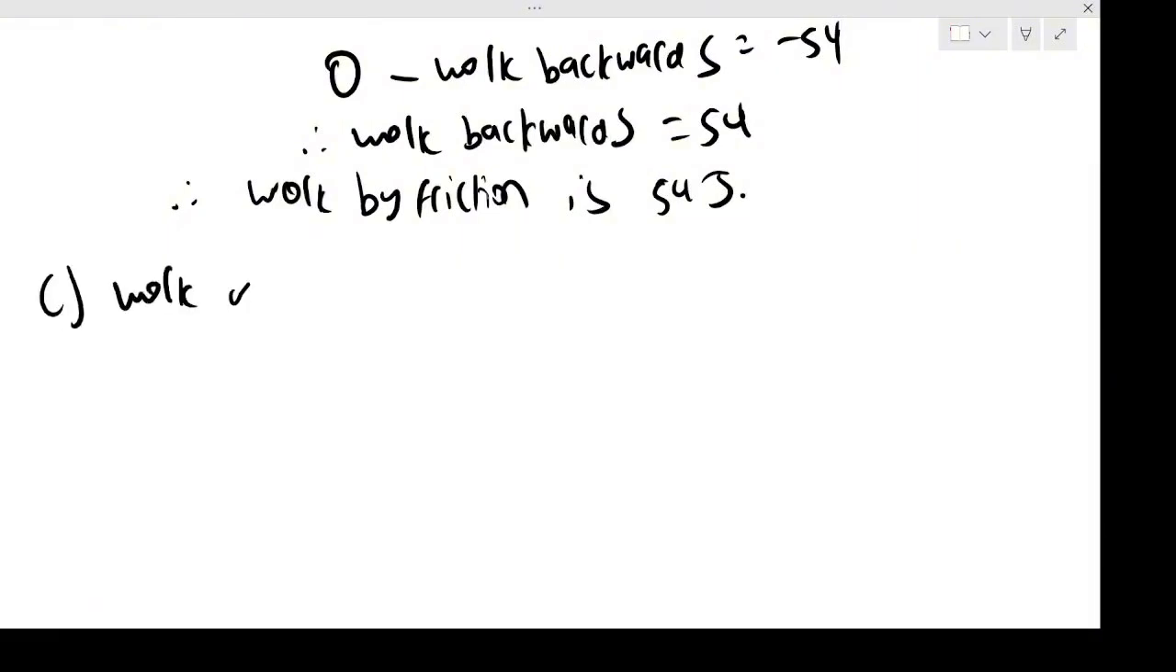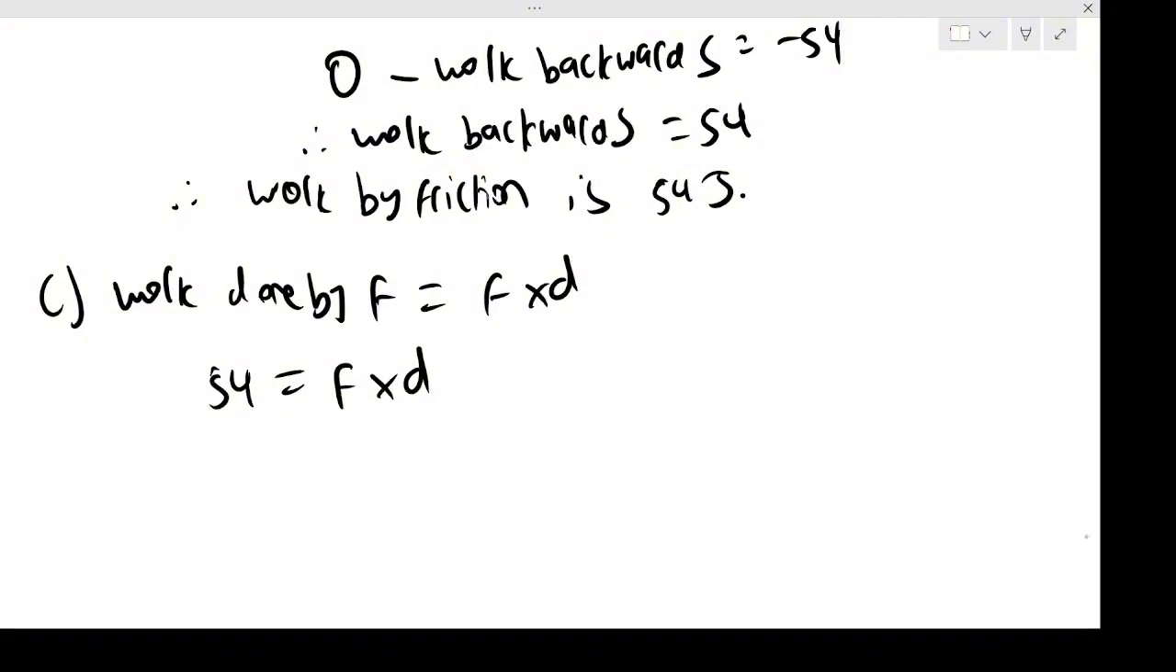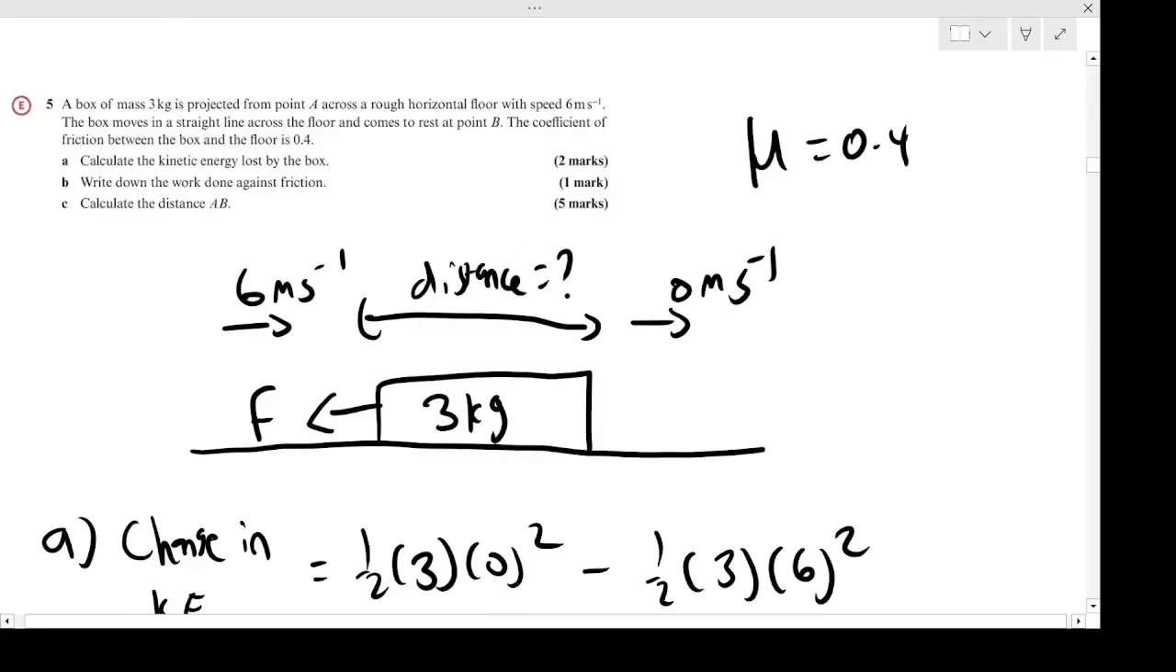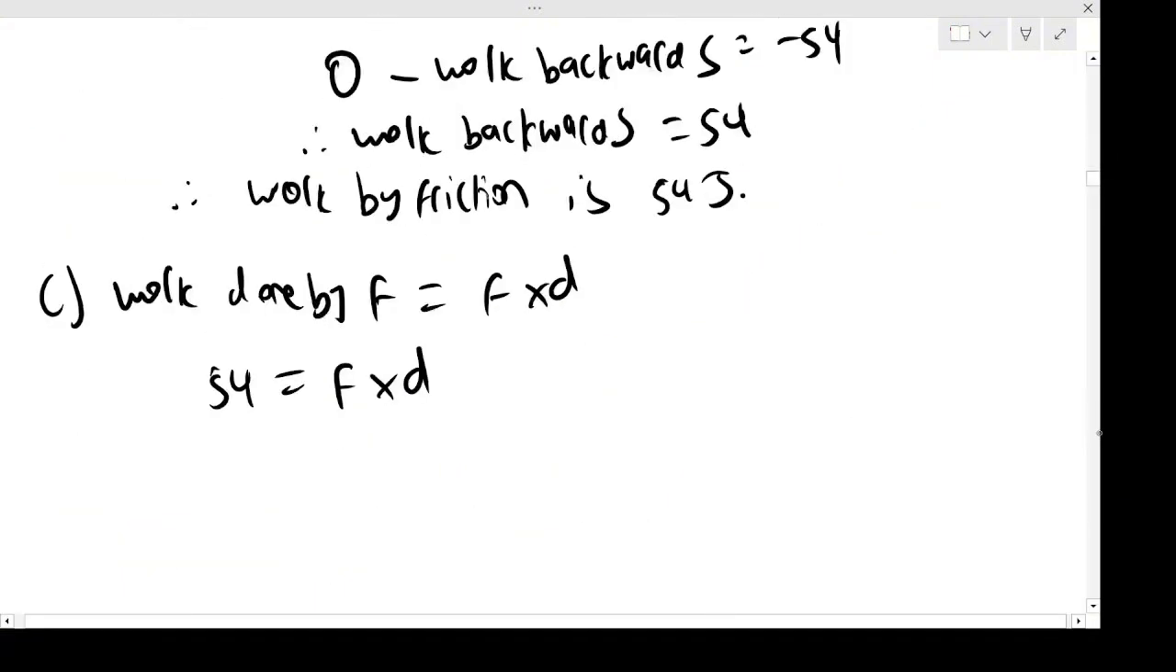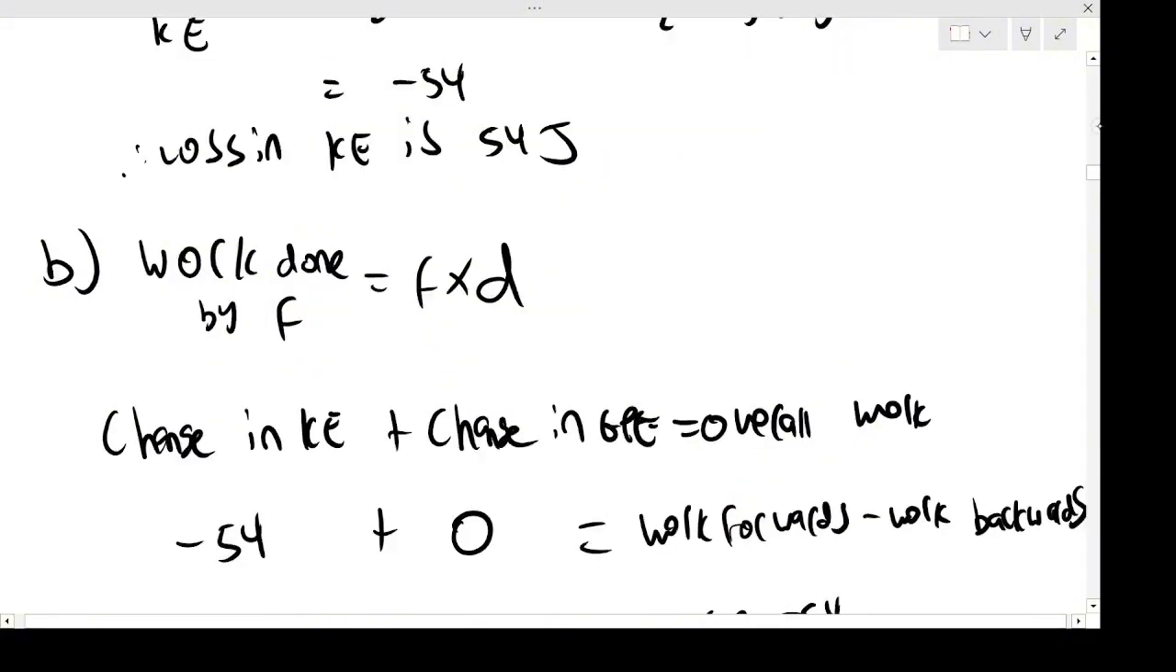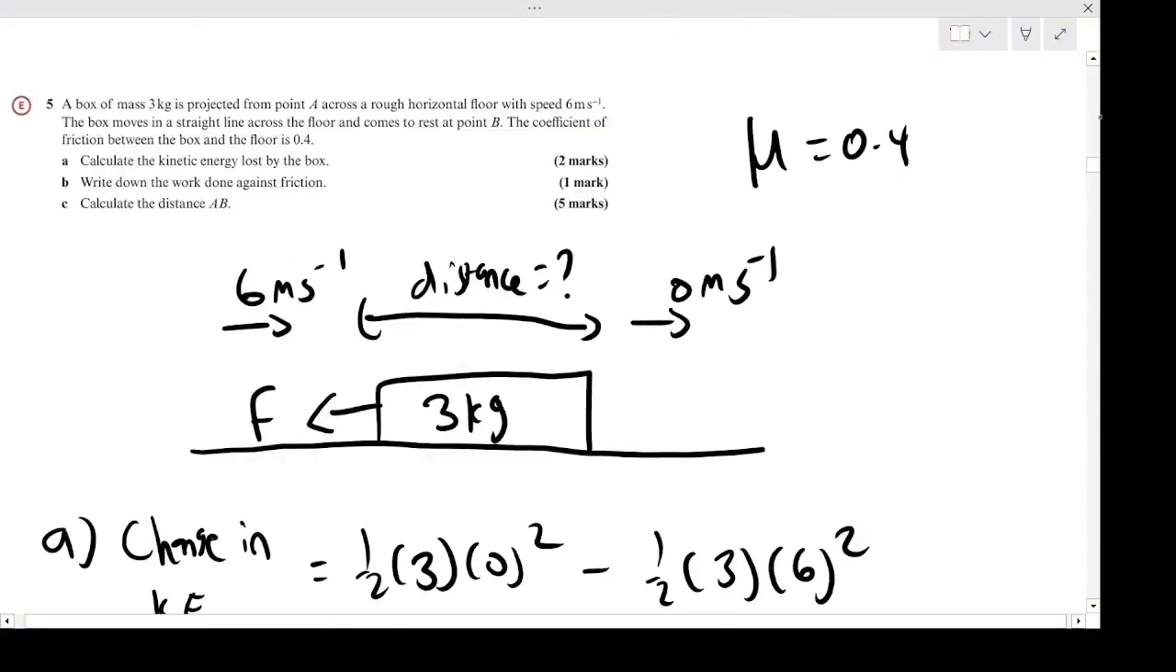So work done by friction, by F, is again force times distance. We know that the work done is 54. That's going to equal force times distance. So if I want to work out the distance, I'm going to need to find the force F. Now, we know what the coefficient of friction is. We also know that the formula involving that is F equals mu R, right? So that means F is going to be, well, mu is 0.4. Friction is 0.4 lots of R, the reaction force. I'll add that on.